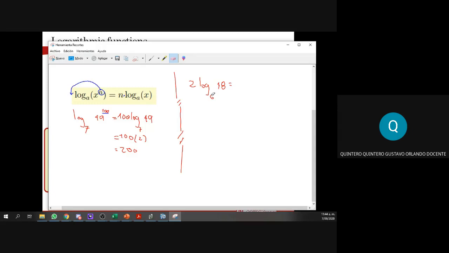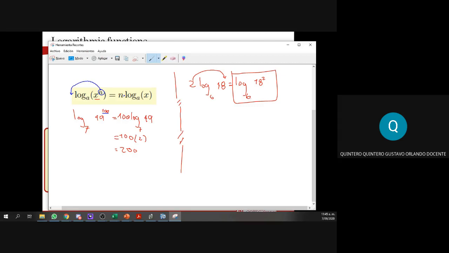But what we can do, for sure, is transform this into a logarithm with a power. We can move this 2 and put it over here on top of the 18. This will be the logarithm to the base 6 of 18 to the second power. That is 18 times 18. Now, I have no idea how much that is, so we're pretty much going to stop our solution right here.